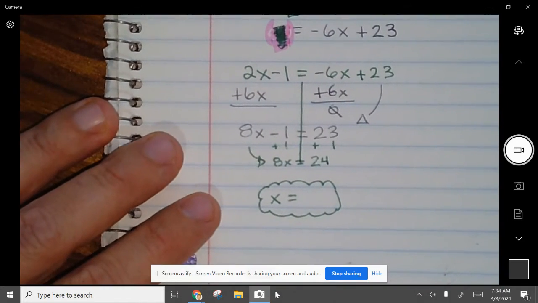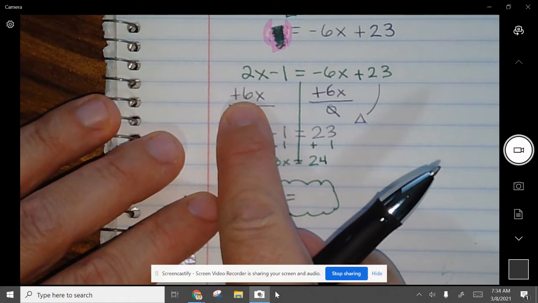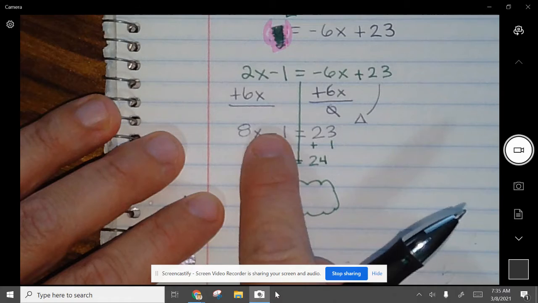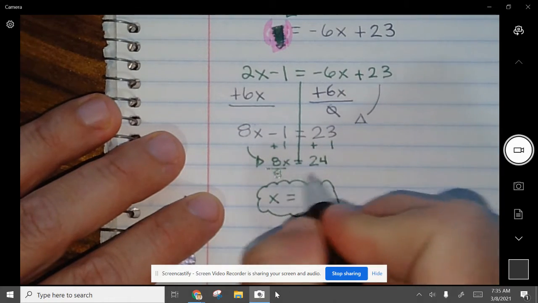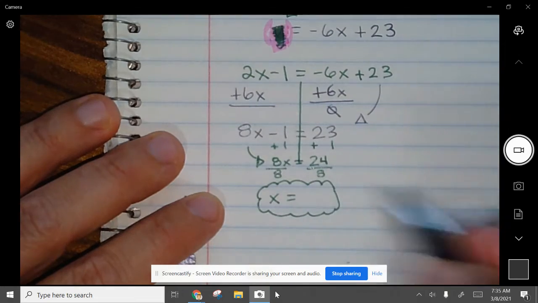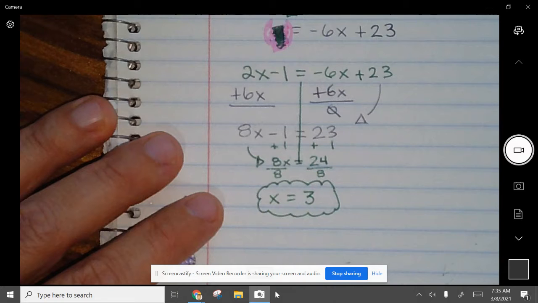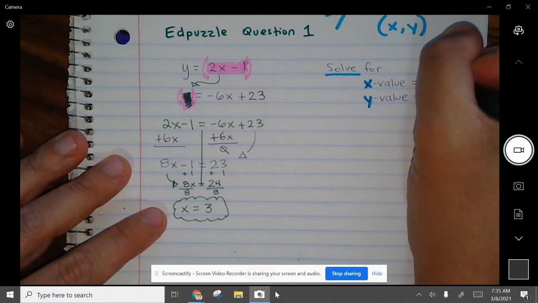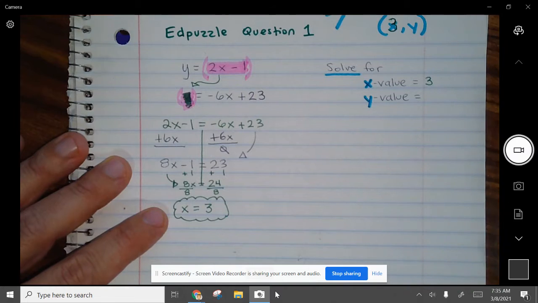Okay, let me zoom in a little bit so you see. So what was my first step? Letters to the left. No big deal. Why did I do plus 6? Because that's a negative 6. Plus 6. Then constants to the right. And then I'm going to divide. All right, 8 into 24, 3 times. Okay, so I have this 3. 3 is my x value. If I wanted to put it as a point right there, 3.